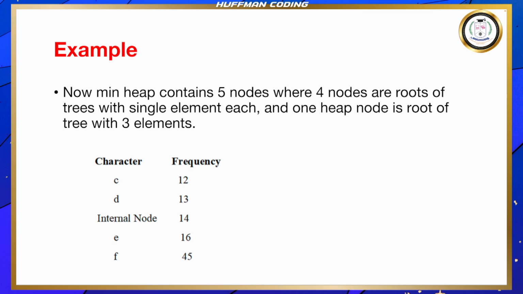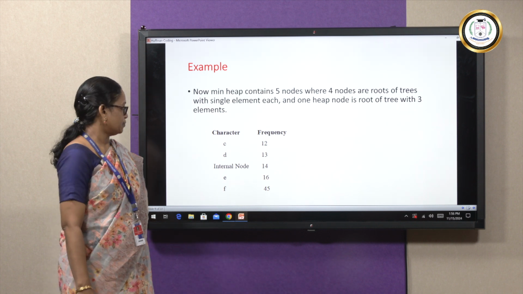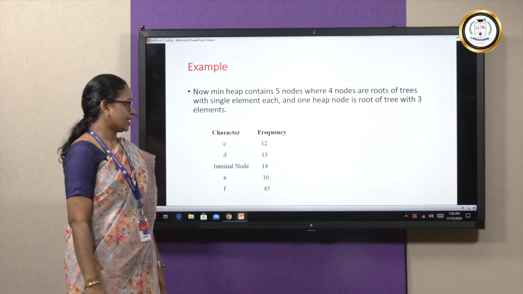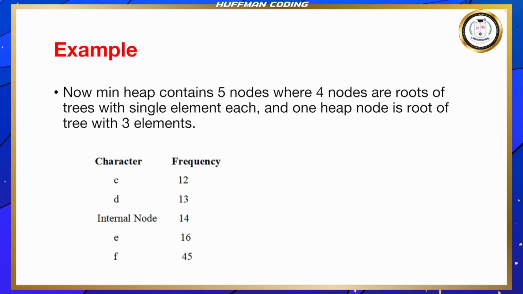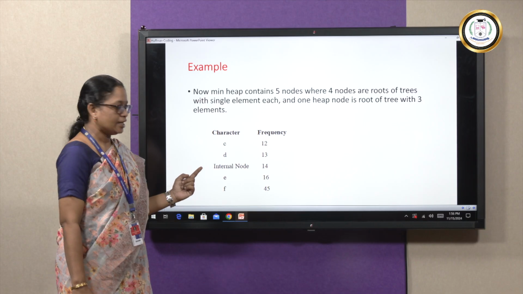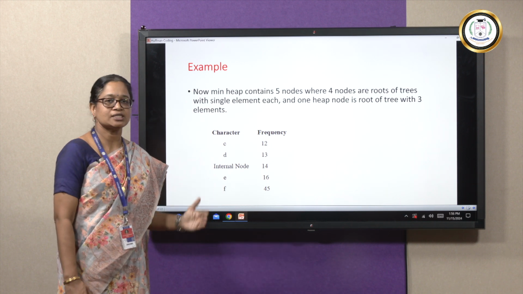So now the updated min heap contains 5 nodes where 4 nodes are roots of trees with a single element each and one heap node is the root of a tree with 3 elements. Now the updated table is given here. C, D are the characters, and their corresponding frequencies are given here. The next one is the internal node which we created in the last step, and its frequency is 14. The next nodes are E and F, their frequencies are 16 and 45. Like this we have updated the table now.